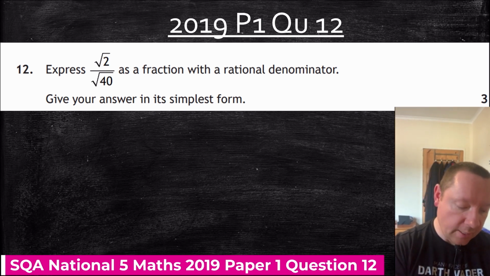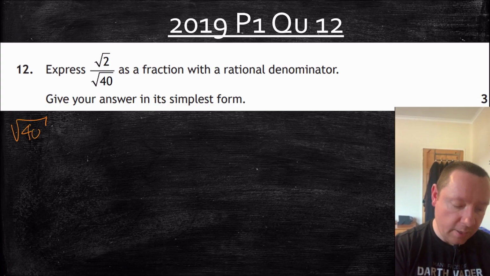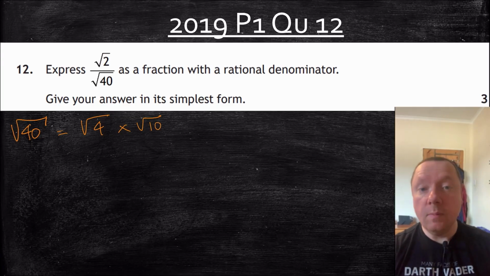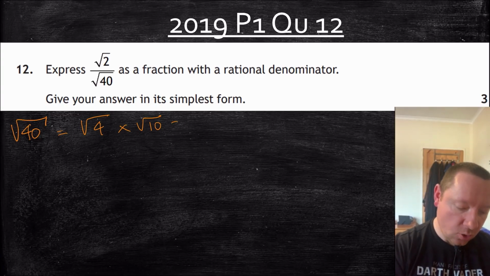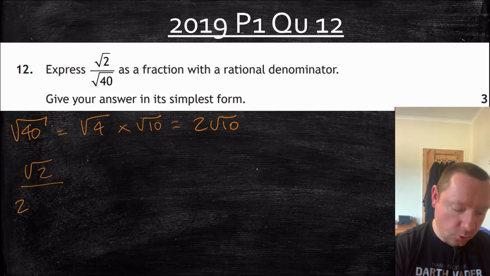So I'll start off by simplifying my root 40 because that will make my maths easier. That is the square root of 4 times the square root of 10. Remember, I'm finding the highest square number that goes into 40. If you try any more, 25, 36, they don't go in. So that gives me an answer of 2 times root 10. So I've now got root 2 over 2 root 10.